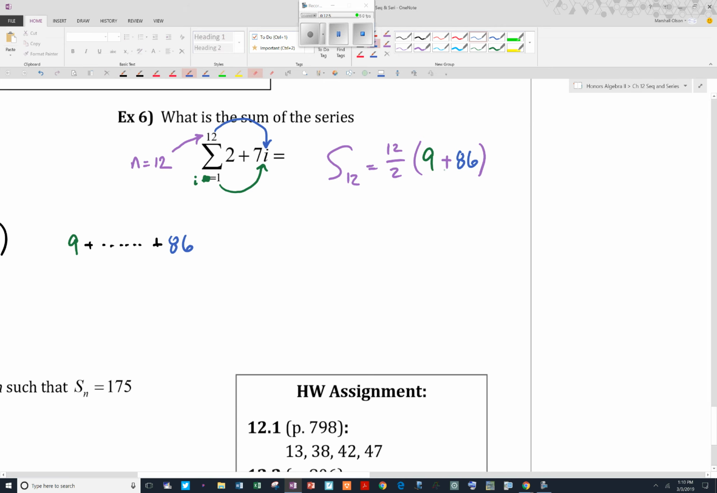Those are the only two things we need. We add those together, and we multiply that by the number of things we're adding up divided by 2, which in this case is 6. So the sum of these 12 things is going to be 6 times 95, which would be the same thing as 6 times 100 minus 30. So 600 minus 30 is 570. The sum of those 12 terms is 570.